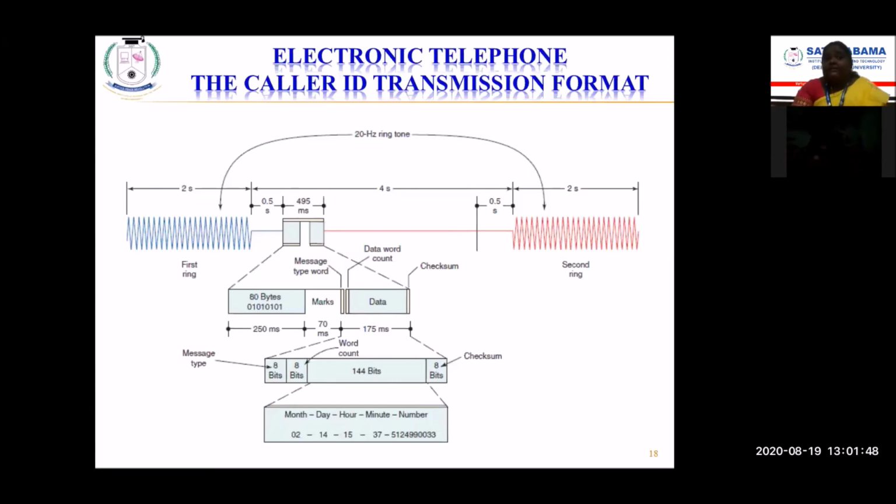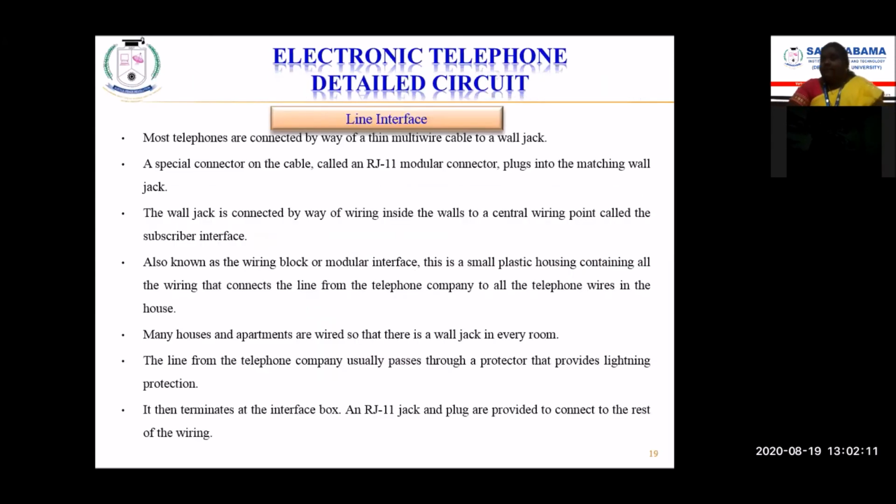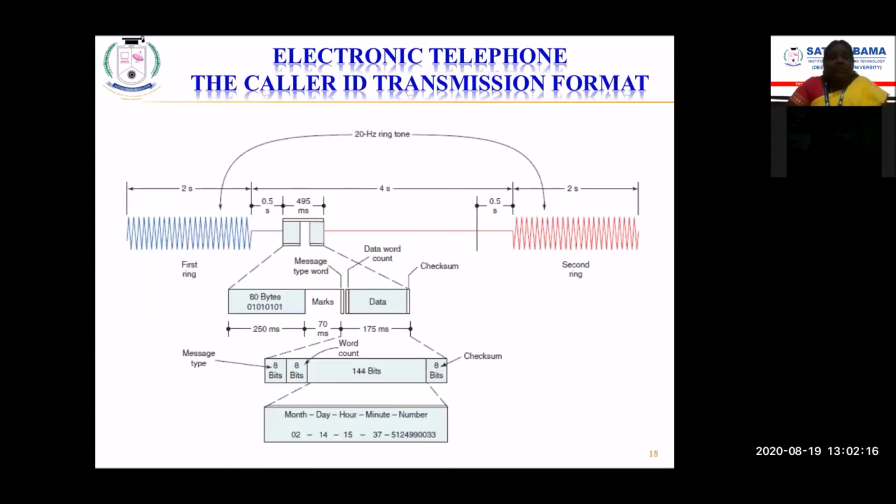There will be a circuit controlled by this microcontroller for receiving these zeros and ones and converting them into the corresponding information, like 02, day is 14, 15 is the hour, minute is 37, and the number. This is what will be displayed on the LCD screen of the electronic telephone. So these are the conversion processes happening. I think you have understood this concept. It's a very important terminology, that is the caller ID transmission format.